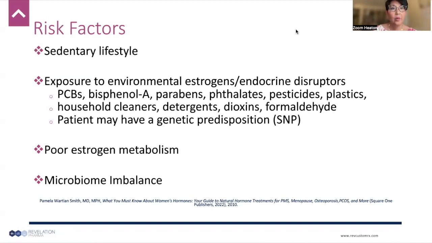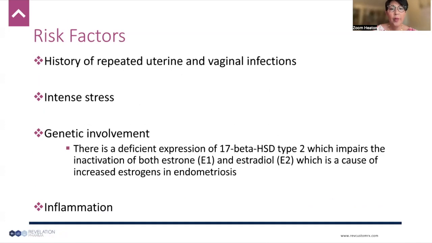And it is known that endometriosis can run in families, and therefore genetic factors play a role in how it develops in some women, but not in others. It occurs more commonly in family groups, including twin studies. Other risk factors: poor estrogen metabolism and microbiome imbalance. More risk factors: history of repeated uterine and vaginal infections, intense and chronic stress. There's also a genetic involvement.